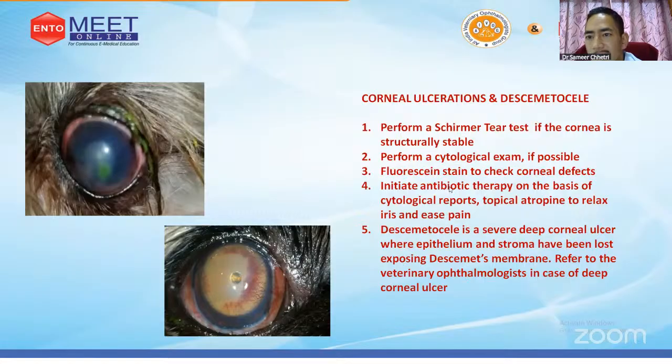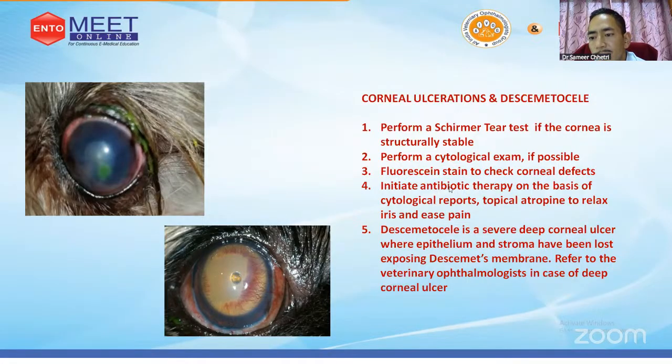Corneal ulceration and descemetocele. Whenever these cases come to the clinic, we usually perform a Schirmer tear test if the cornea structure is stable, and then we go with the fluorescein stain. If there is the facility for cytological examination, then it's always good. Then we need to initiate antibiotic therapy on the basis of the cytological reports.